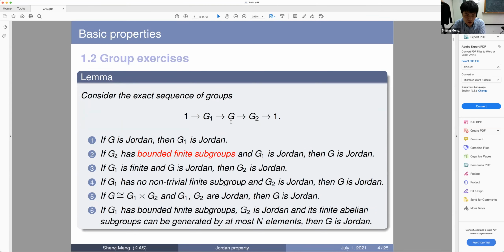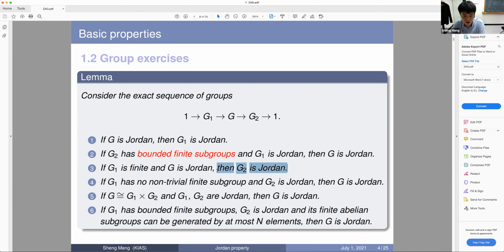First, if G itself is Jordan, then the subgroup is always Jordan. Secondly, suppose G2, the quotient, has bounded finite subgroups, meaning that there is a constant C such that all finite subgroups of G2 have order less than this constant. So we say G2 has bounded finite subgroups. If so, together with G1 being Jordan, then we can imply G has the Jordan property. And thirdly, if G1 is a finite group and G is Jordan, then the quotient is always Jordan.